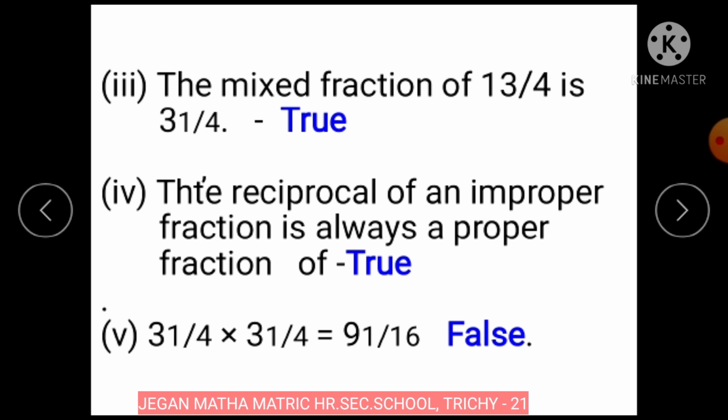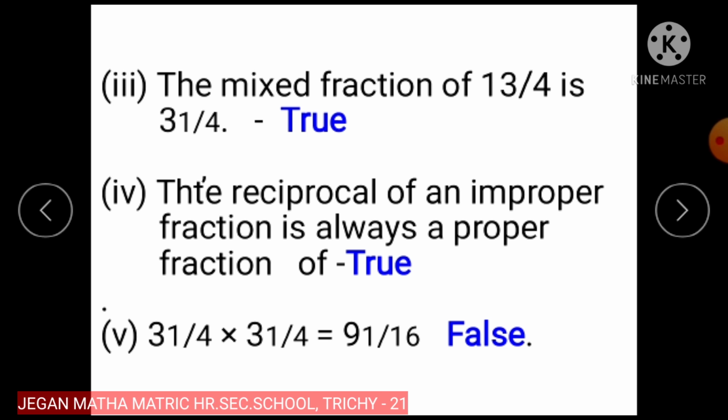Subdivision 3. The mixed fraction of 13 by 4 is 3 1 by 4. This is true. 13 is divided by 4, we get 3 1 by 4. So it is true. Subdivision 4. The reciprocal of an improper fraction is always a proper fraction. The statement is true.